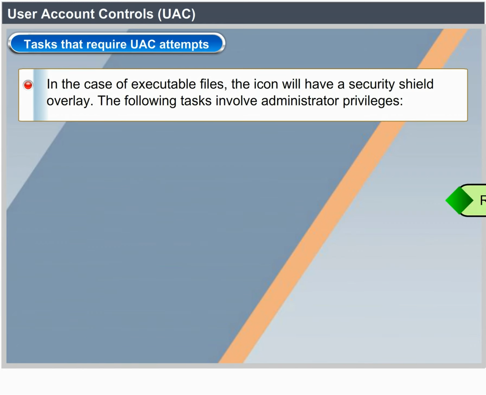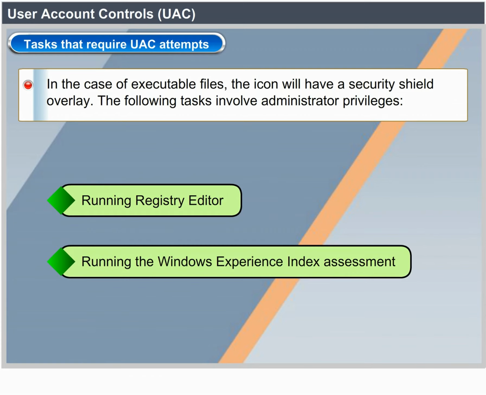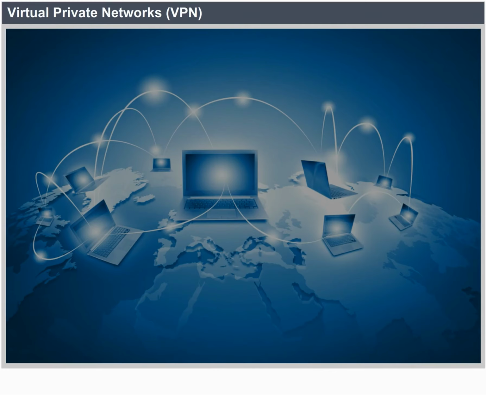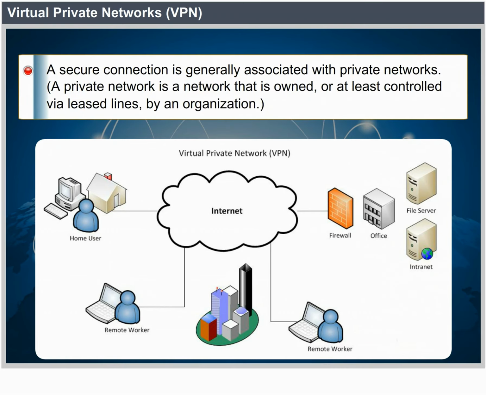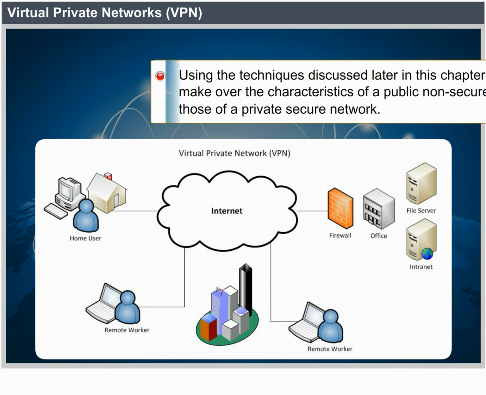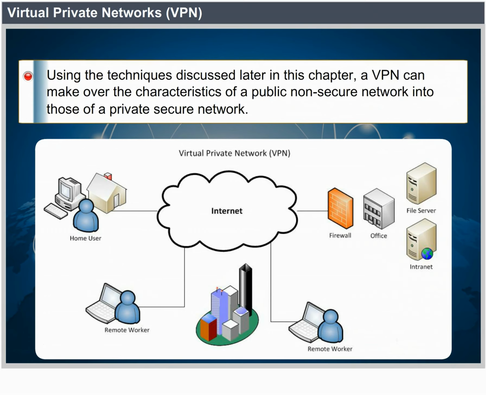Virtual Private Networks (VPN). A virtual private network (VPN) provides a secure connection between a sender and a receiver over a public non-secure network such as the Internet. A secure connection is generally associated with private networks. A private network is a network that is owned or at least controlled via leased lines by an organization. Using the techniques discussed later in this chapter, a VPN can transform the characteristics of a public non-secure network into those of a private secure network.